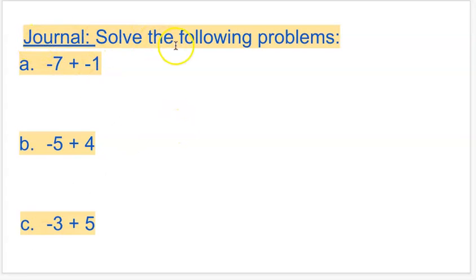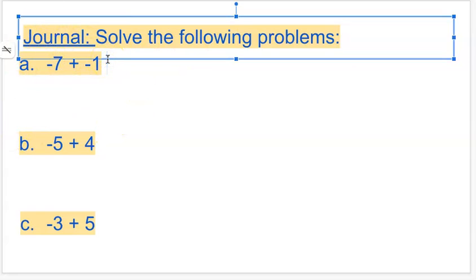Okay, so today's journal problem says to solve the following problems. We're not going to be using a number line or anything. So negative 7 plus negative 1.